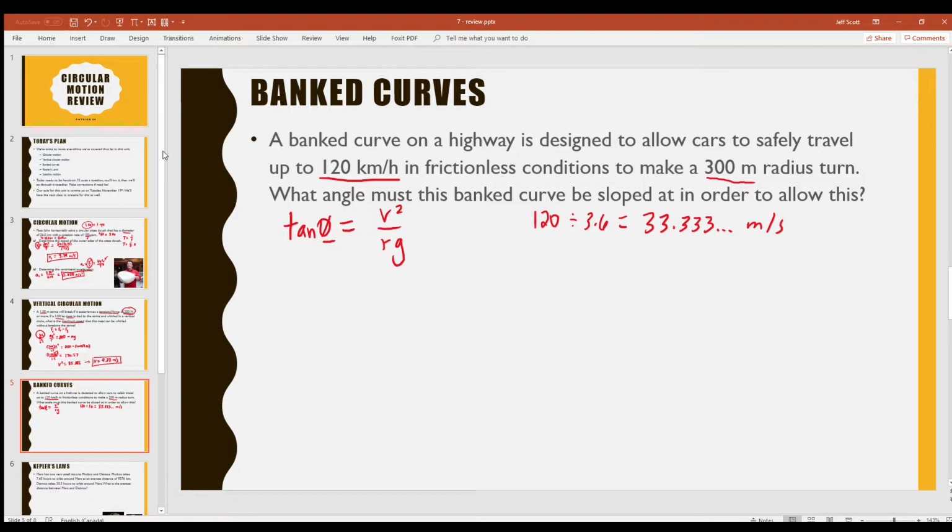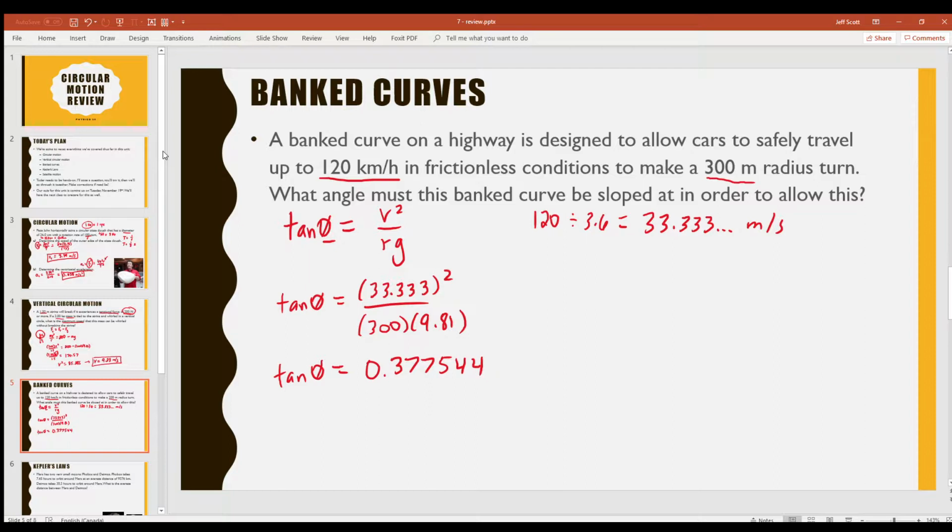Now that this is in a unit that's a little bit more convenient for us to use, we might as well plug it right into our equation. So we have tan theta equals 33.333 squared divided by r, which is 300, times g, which is 9.81. This gives me tan theta equals kind of a messy decimal, but I'll keep as many decimal places as I can, 0.377544. It's just what I rounded it to, so I kept 6 decimal places.